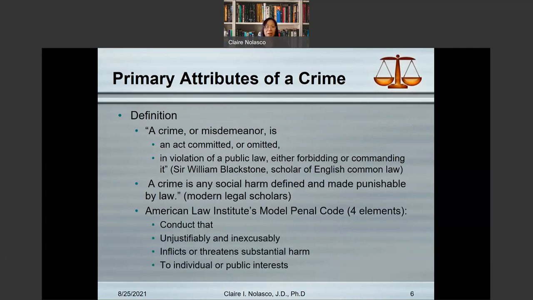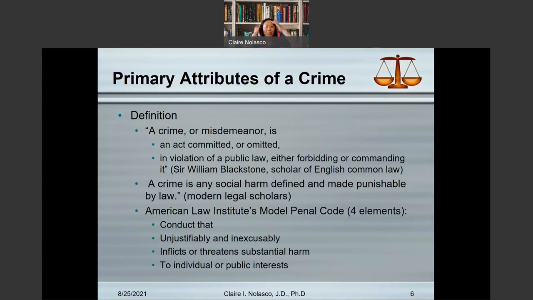When we say that crime is an act committed, it means there has to be an overt act, okay? It's an affirmative action that is visible in the outside world. However, that act can either be a physical act or a verbal act. Or omitted. A crime is an act omitted. So you'll see that failure to act in certain instances are also considered as crimes.